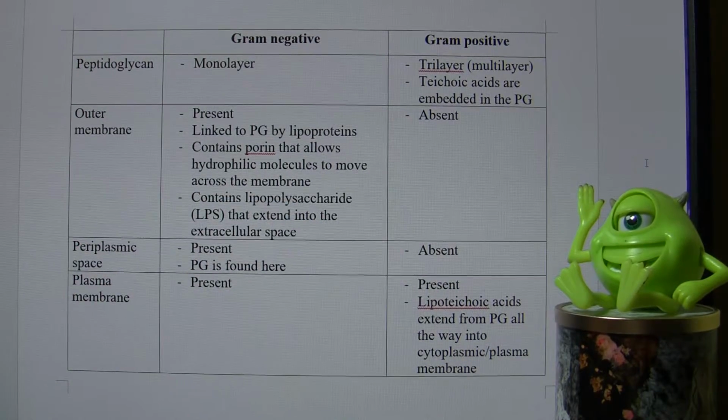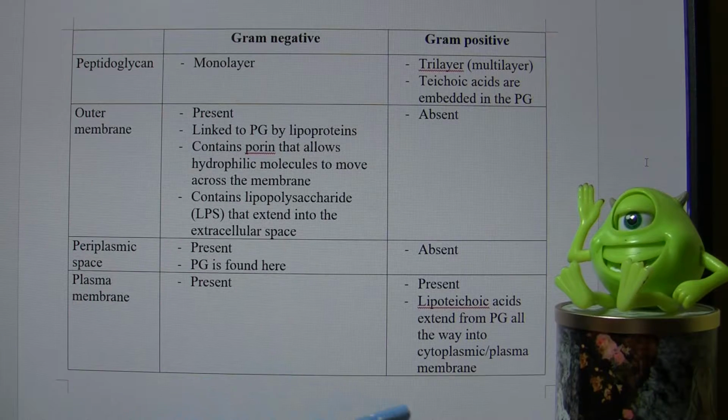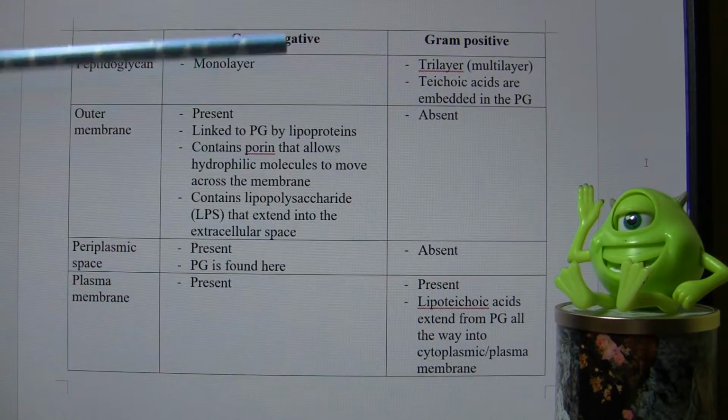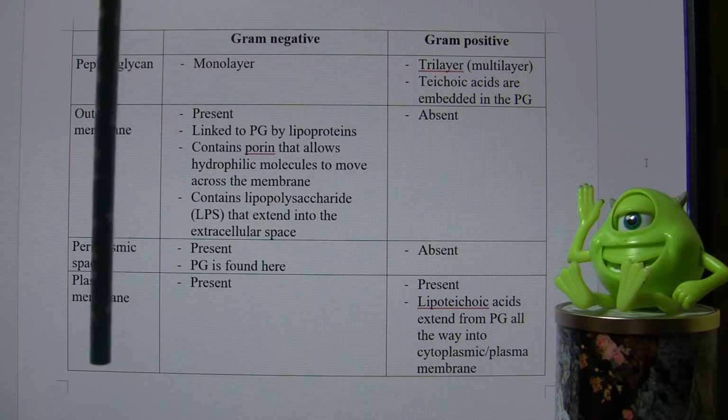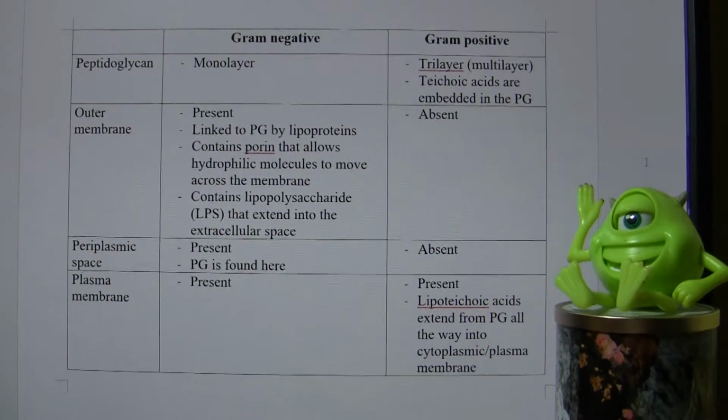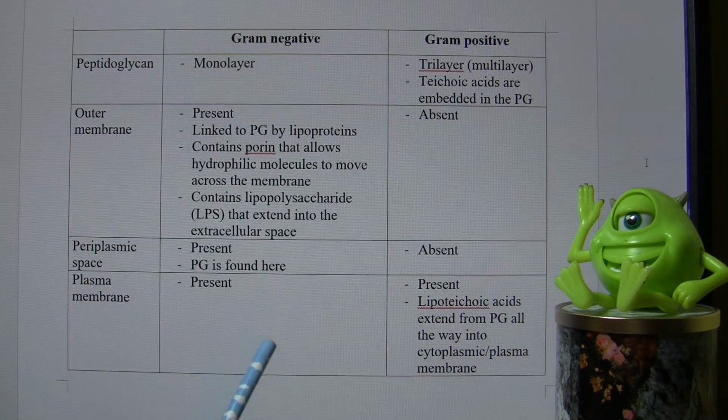The last point is gram-negative and gram-positive both have plasma membrane. But the difference here is in gram-positive, it also contains lipoteichoic acid, which is extending from peptidoglycan all the way outside of peptidoglycan, all the way into the cytoplasmic or plasma membrane. So this is their main differences and similarities.